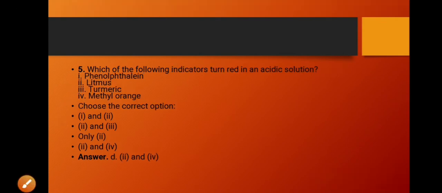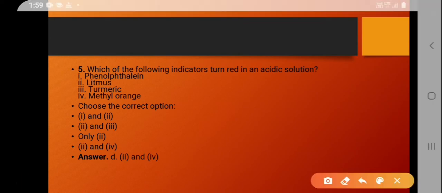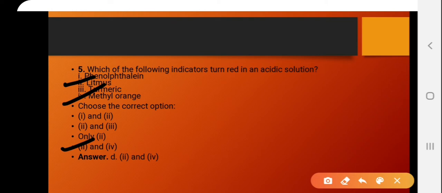Then the next question: which of the following indicators turns red in an acidic solution? Phenolphthalein, litmus, turmeric, methyl orange. Litmus paper becomes red, and methyl orange, which is orange in color, changes to red in acid. So the answer is D, second and fourth, that is litmus and methyl orange.